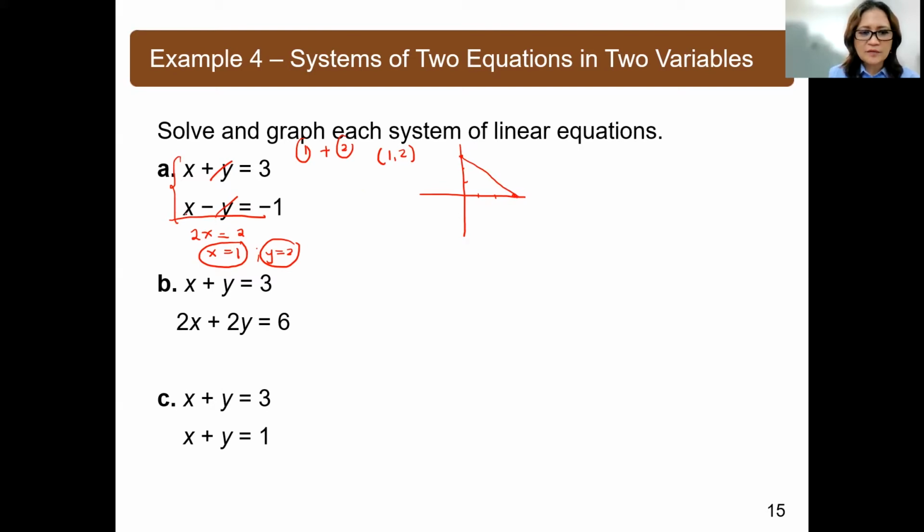And then we will have the second equation, x minus y is negative 1. So if x is 0, y is equivalent to 1. And then when y is 0, x is equivalent to negative 1. And then we simply connect the points.